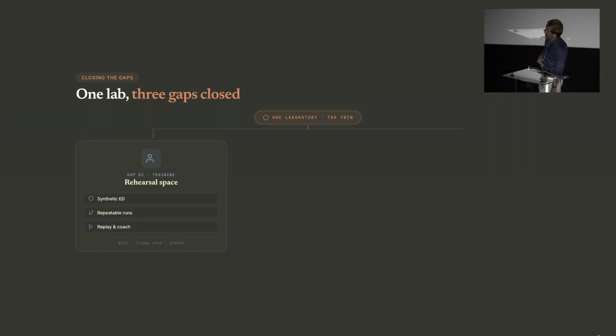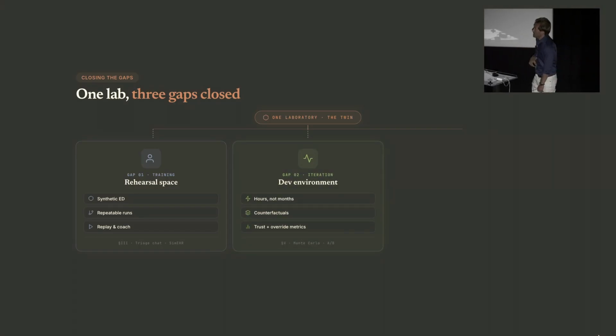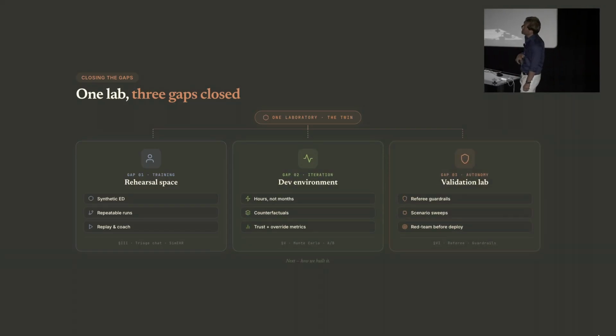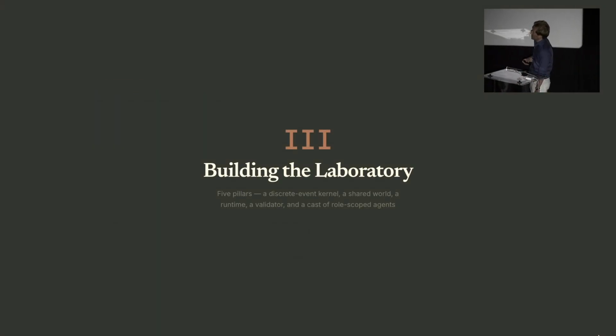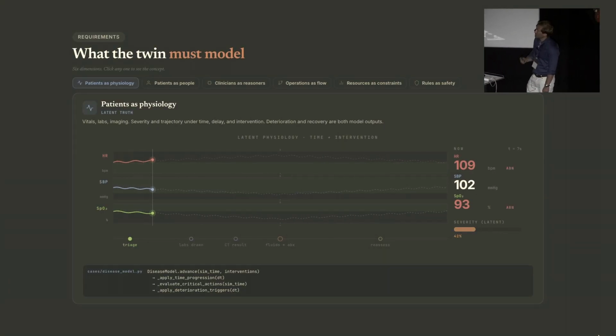So what I'm proposing is that there are really three gaps we're trying to address. One is this rehearsal space, or educational, pedagogical space. The second is this development environment. And the third is this validation aspect, or looking at ways we can do testing within the digital twins. So I'm going to transition and start talking about building out the laboratory around this.